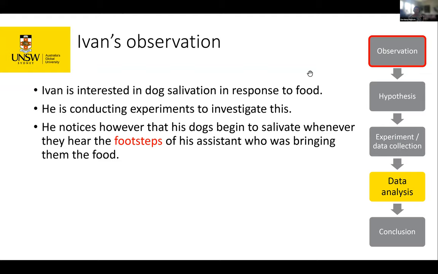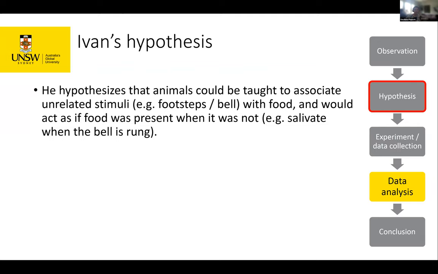So what happens next? Well, Ivan thinks about this for a little while and he thinks, well, maybe this is a kind of a general thing that might happen more commonly. So he hypothesizes that maybe animals like dogs could be taught to associate unrelated stimuli like footsteps or a bell with food. And they might react as if the food was present, even if it was not. So he has a hypothesis.